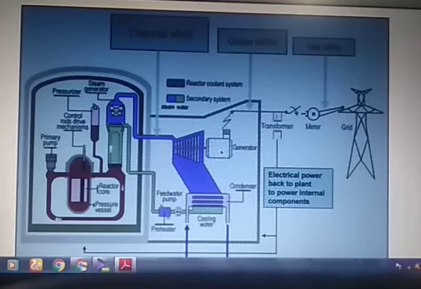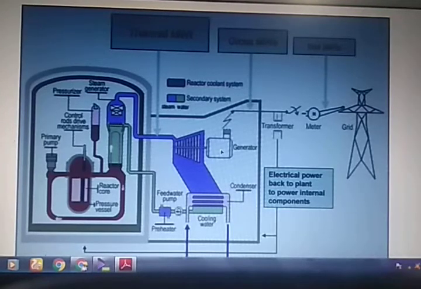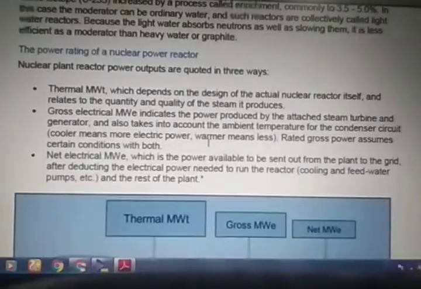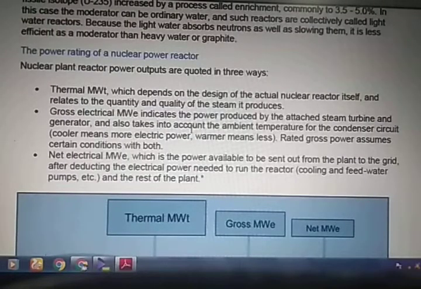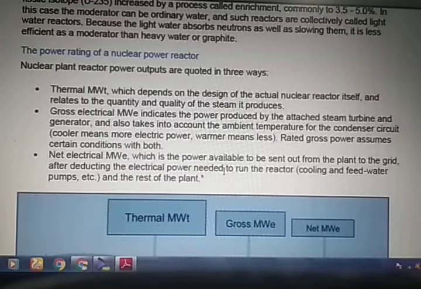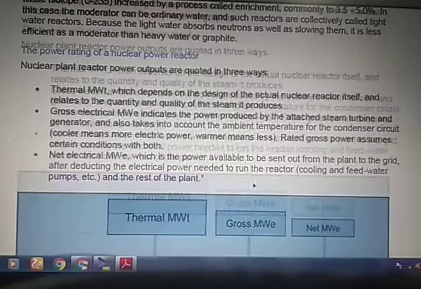So the quality of the generator also determines the power rating of any nuclear reactor. The third one, which is also important, is MWe, net electrical MWe, which is the power available to be sent out from the plant to the grid after deducting the electrical power needed to run the reactor.